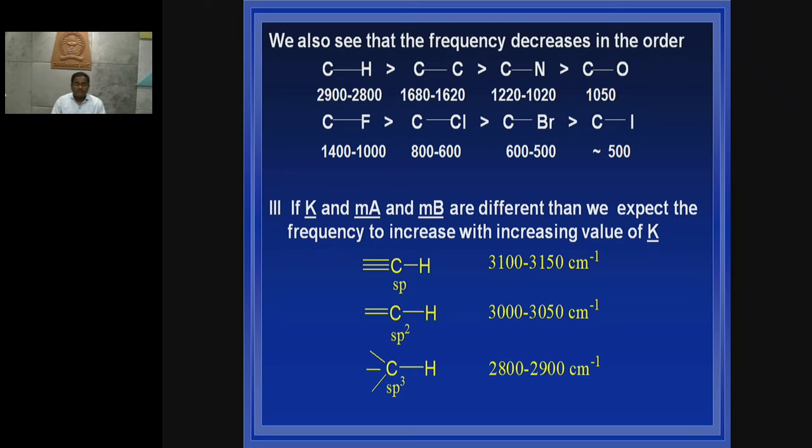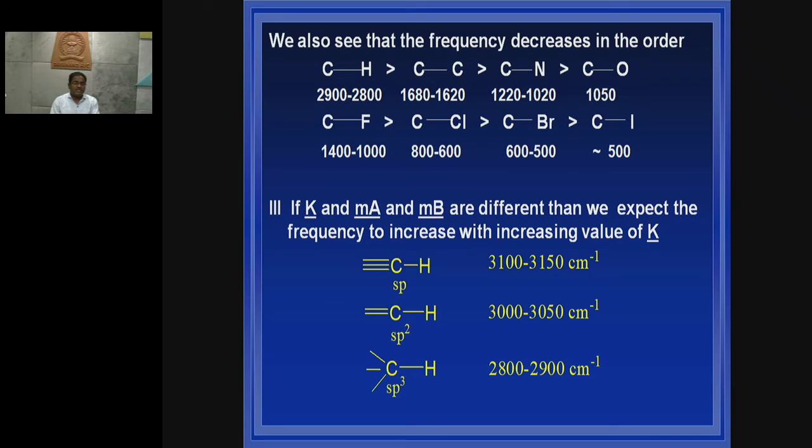You can see in the third case, if K, MA and MB are different, then we expect that frequency to increase with increasing value of K. So here it is very important. In all these three cases, the CH bond is kept constant. That means carbon is the same everywhere, hydrogen is the same everywhere, but the carbon is linked to the other carbon in a different way.